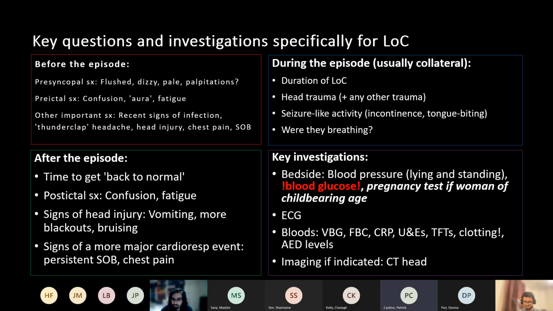Yeah, so if they've got sepsis, right. So we've said the pre-syncopal symptoms. We've talked about these. We've talked about post-episode symptoms. We've talked about during the episode, and we've talked about investigations. If you know the person's got a history of epilepsy, you might do anti-epileptic drug levels. Why might you do that?